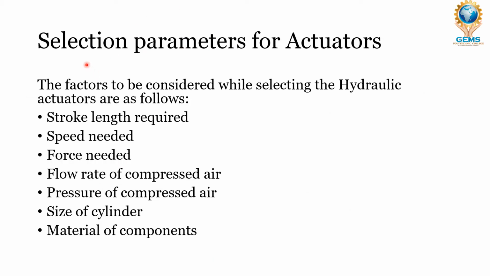Now we are going to see the selection parameters for actuators. These are the factors to be considered while selecting hydraulic actuators. First one is the stroke length required, the speed needed and the force needed. How much is the speed and force needed? How much is the flow rate of compressed air? How much pressure of compressed air? And the size of the cylinder and the material of components.